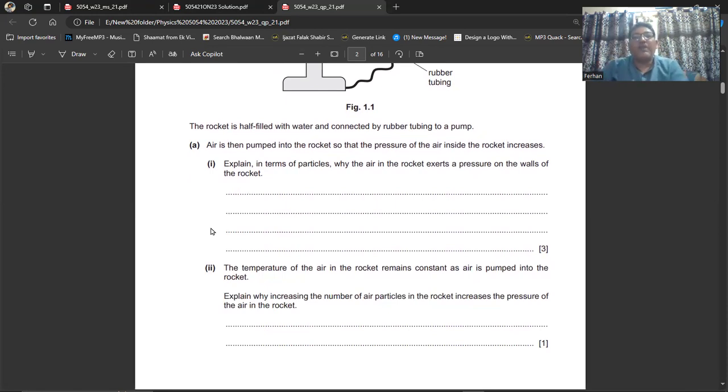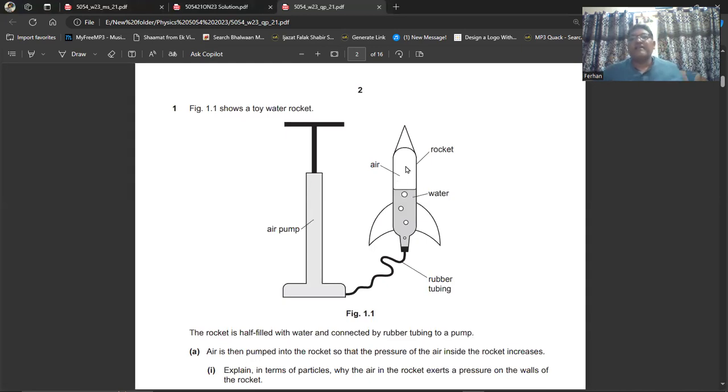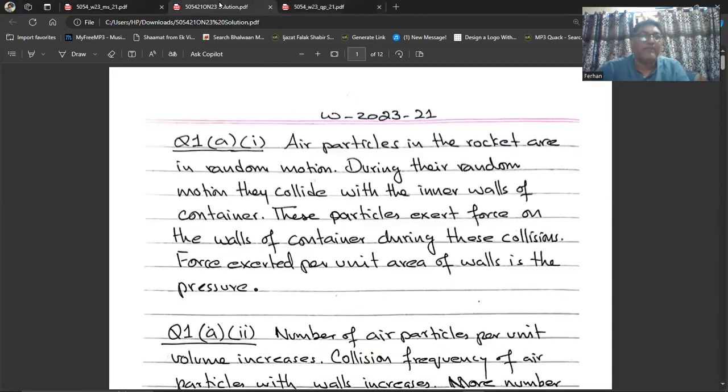increases. The first part is: explain in terms of the particles why the air in the rocket exerts a pressure on the walls of the rocket. You see, the air here, its particles are moving randomly. During their random motion, these particles collide with the inner walls of that rocket. When they collide with the inner wall, they exert force on the wall. That force exerted on a unit area is causing the pressure.